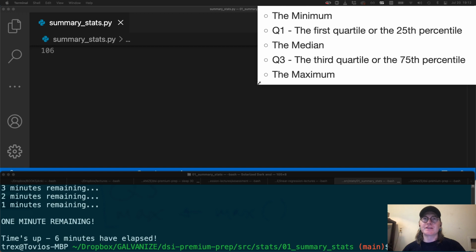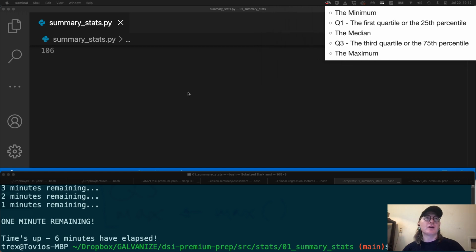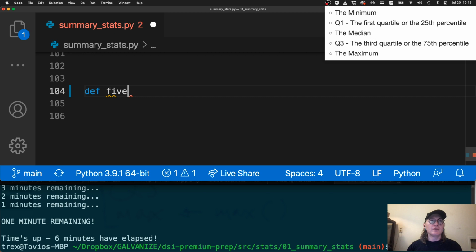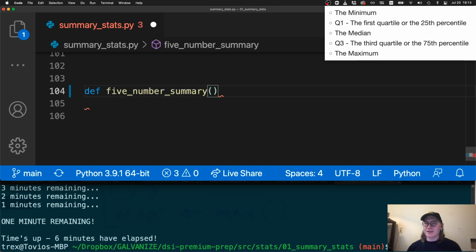This isn't the easiest thing to write. There's a lot of parts here. It's dependent on prior functions, but I think once you see it broken out, it'll be pretty easy. So we're going to say five number summary. I'll make this a little bit bigger. And we're going to pass in a list. So that's our starting point.